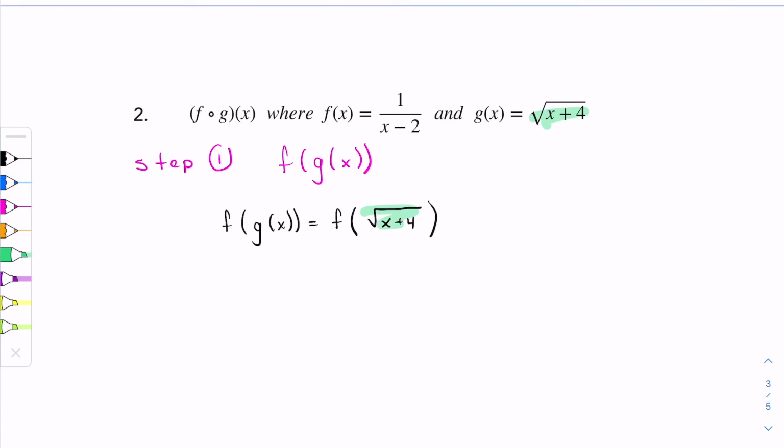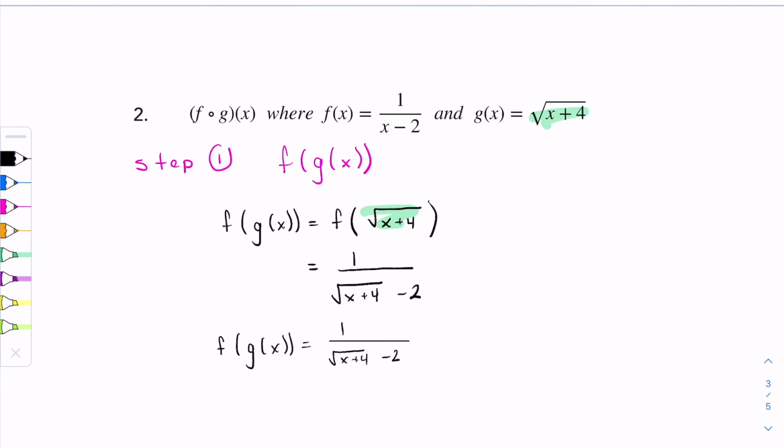All right, when we're inputting the function, the square root of x plus 4, we're left with a fraction of 1 over the square root of x plus 4 minus 2. We cannot simplify anything here. This is our composite function. So in step 1, f of g of x is equal to 1 over the square root of x plus 4 minus 2.